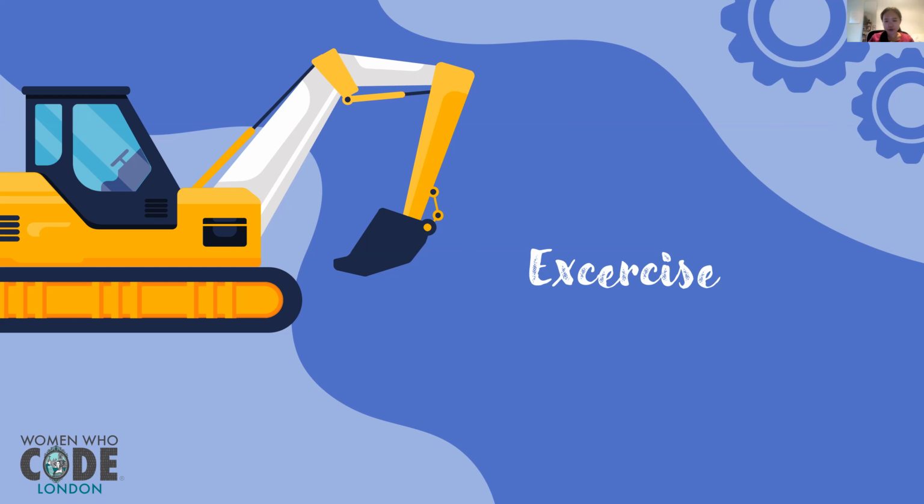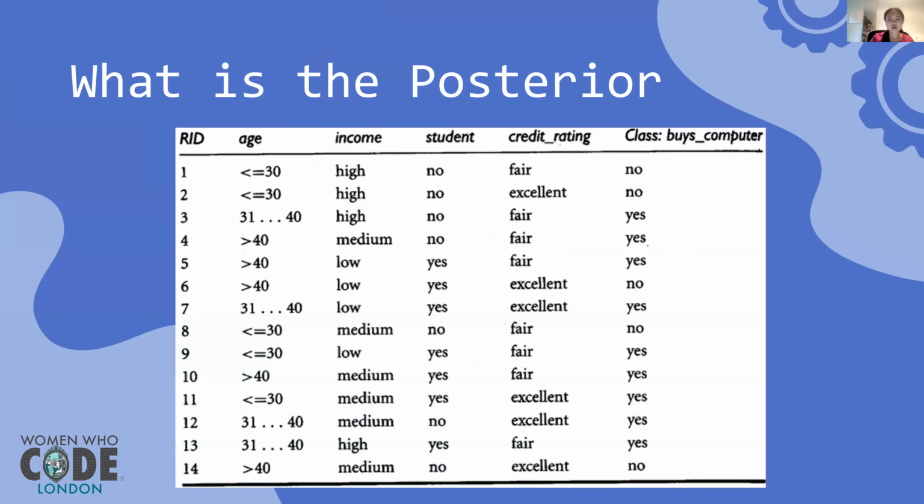Feel free to ask me any questions. If you want, there is a little exercise for you to calculate the posterior, which is the chance of these people buying a computer? Yes, it's 1, no, it's 0. Based on all these features, we have age, income, whether they are a student or not, and whether the credit rating is good or not. You can practice at home. I want to make the session much shorter so you don't get too bored from my questions.